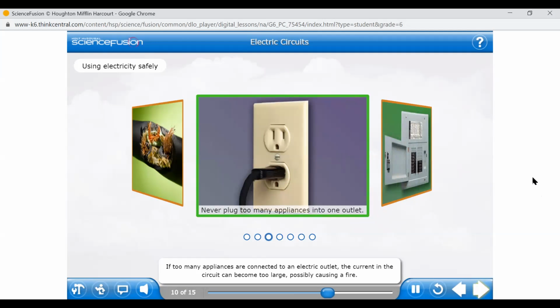If too many appliances are connected to an electric outlet, the current in the circuit can become too large, possibly causing a fire. Be sure to not overload outlets with too many appliances. This image shows an example of a proper load to an outlet.